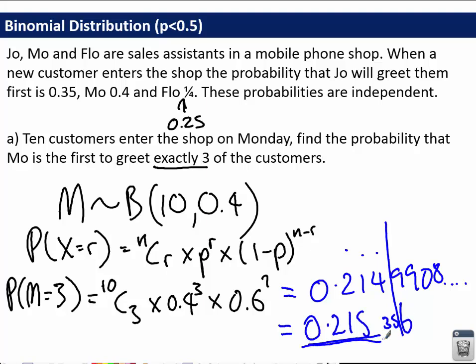Now, a couple of things that are worth pointing out here before we carry on. Let's look at some of the patterns within the question. 3 and 7. There's 3 trials for the first part, 7 trials for the second, and their total equals 10 trials. Secondly, the probabilities. 0.4 was the probability that Mo met the customer first. The probability that Mo did not meet the customer first was 0.6. Reason being, 0.6 plus 0.4 equals 1.